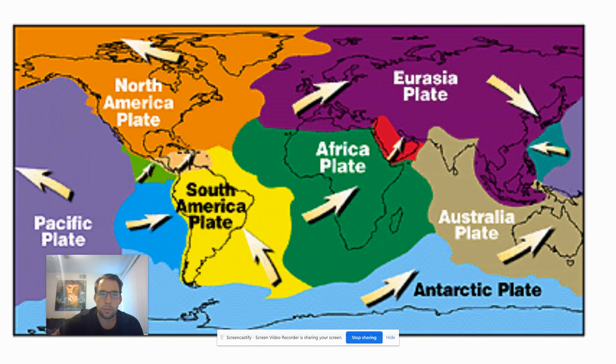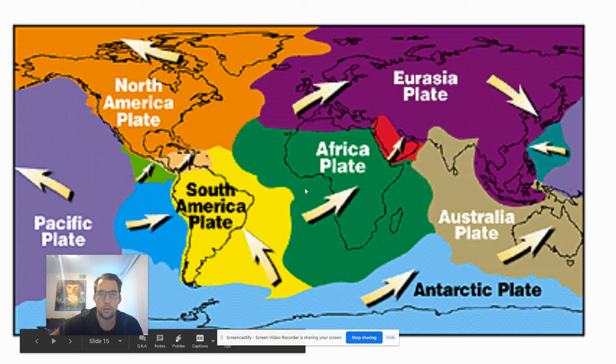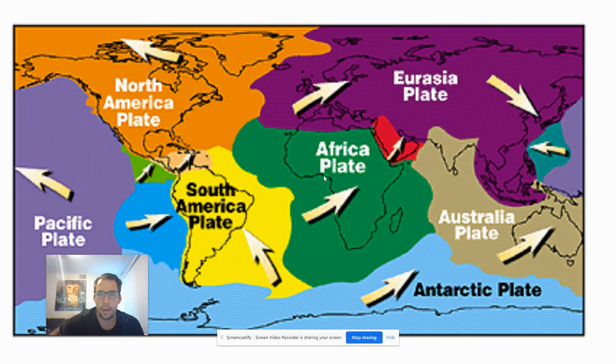There are 7 major plates. You don't really need to know this, but it's interesting to see that most of the plates take up an entire continent and part of the ocean between 2 plates. So the South America plate takes up all of South America and part of the ocean here. The Africa plate takes up almost all of Africa and much of the ocean surrounding it.